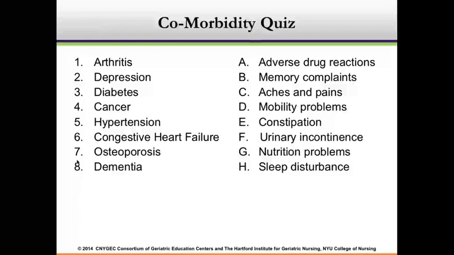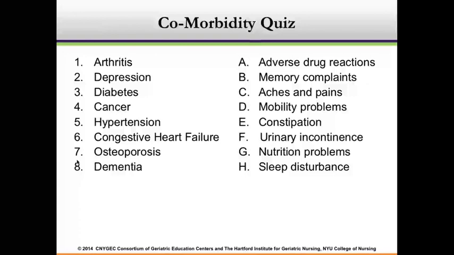Everything goes with everything. So you can see that older adults are pretty complicated. They may have arthritis, but they may also have hypertension, congestive heart failure, some osteoporosis, some depression. They may have memory complaints. They may have mobility problems. They certainly could have aches and pains with arthritis, but they may have urinary incontinence as well, and they have more trouble with their urinary incontinence because of their arthritis. And so you can see that this all muddles together and makes older adults very complicated.